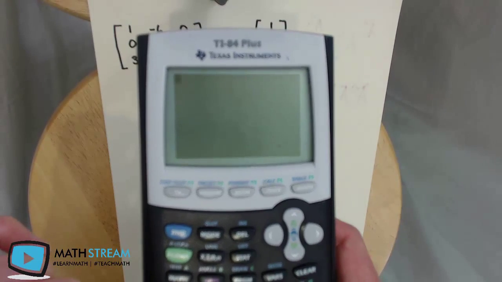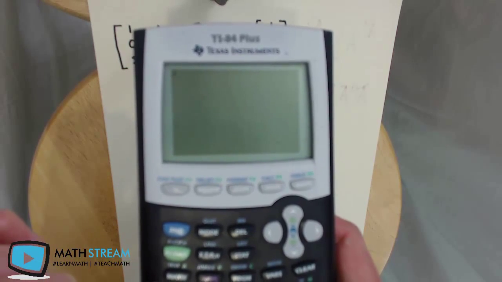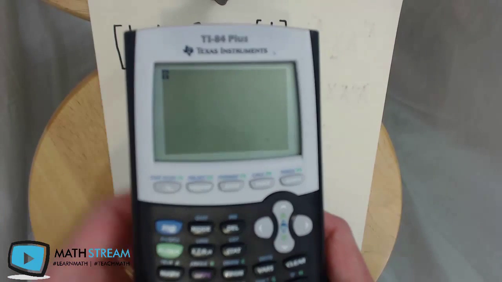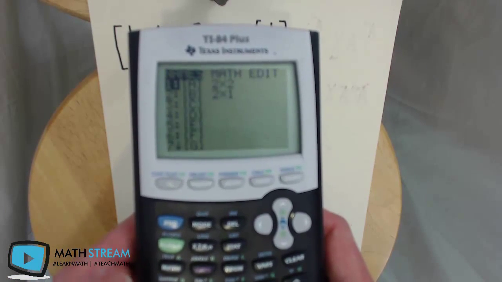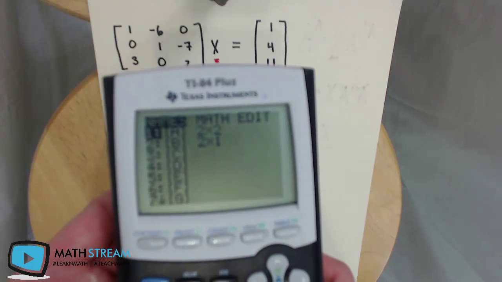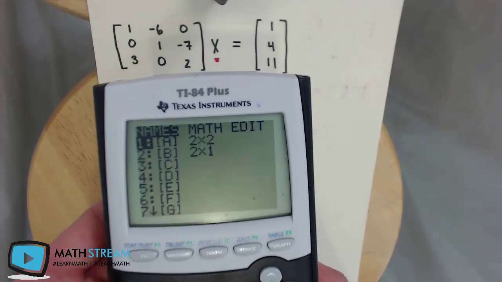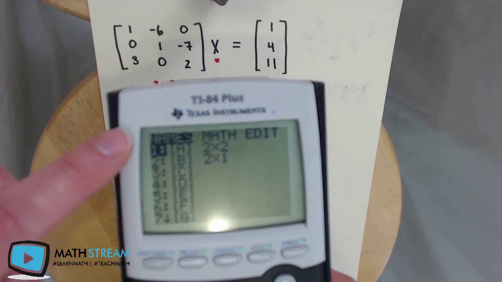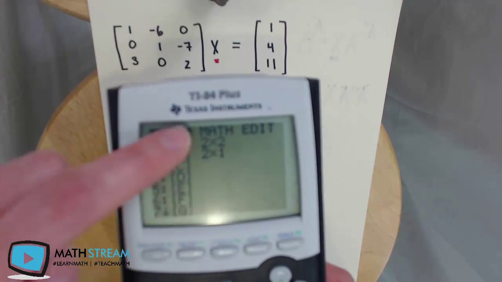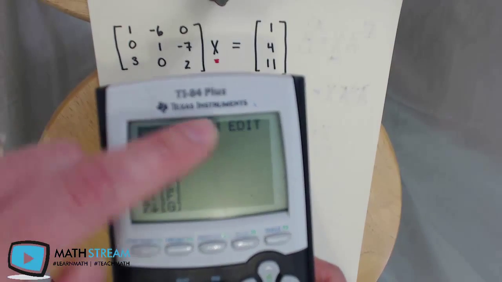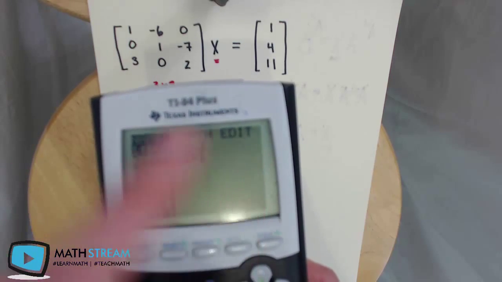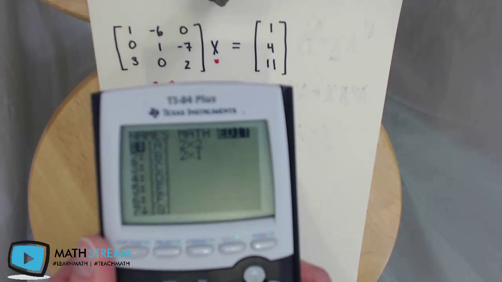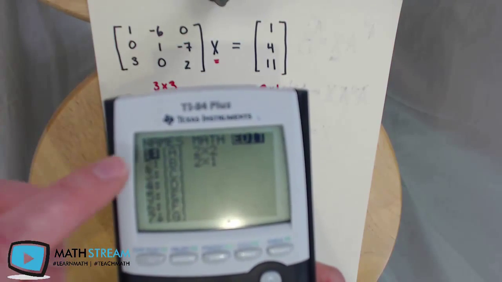It says matrix. And so what you want to do to get into that matrix menu is you press the second button and then click this button, X to the -1, and you'll see you get a menu with 3 options at the top. You have names, math, and edit. You want to go to the last, which is edit, so use your arrows to go over twice, and then select the first matrix, A.